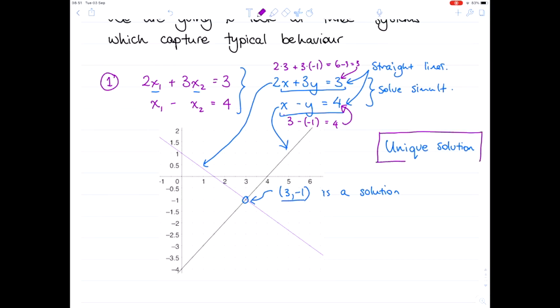So one possibility when you're solving a system of linear equations is that you come up with a unique solution. There's only one value for each of the variables which solves all of the equations simultaneously.